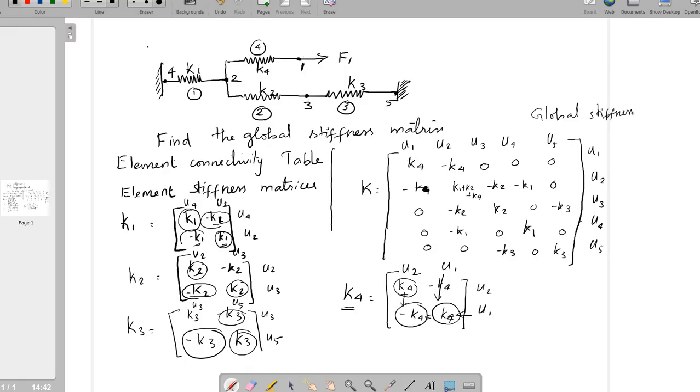For any type of connectivity, you can form the global stiffness matrix in this procedure. Mainly it is used in the stiffness matrix method. The spring mass system is used in the stiffness matrix approach. So this problem is useful to evaluate numerical problems in the spring system. In the next video, we are going to see one practical problem, that is a numerical example in the spring system.